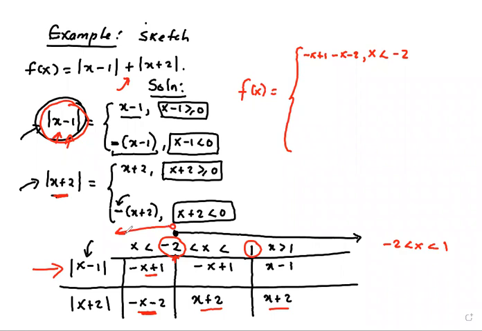For the middle interval, for the middle interval now here, we have this one and this one. So we have negative x plus 1 plus x plus 2 for negative 2 less than x less than 1. When x is bigger than 1, we have x minus 1 and x plus 2. So we'll have x minus 1 plus x plus 2 when x is bigger than 1. Now remember that here we have greater or equal to, so we'll put the equal to there. Here we also had a greater or equal to, so we put the equal to here.